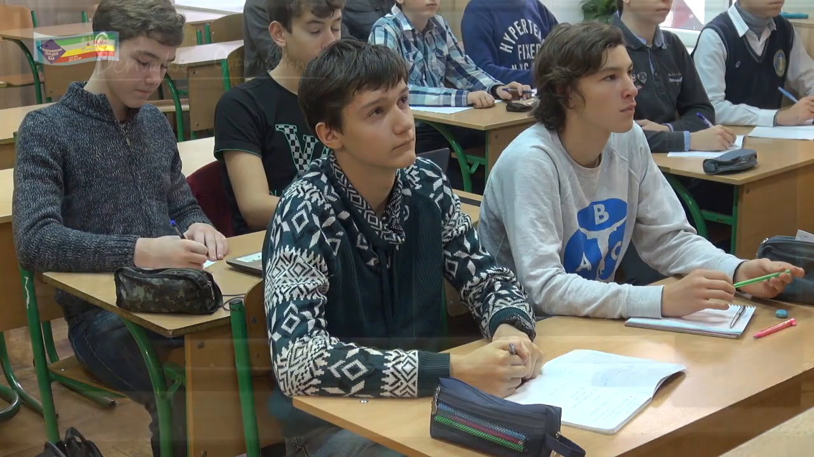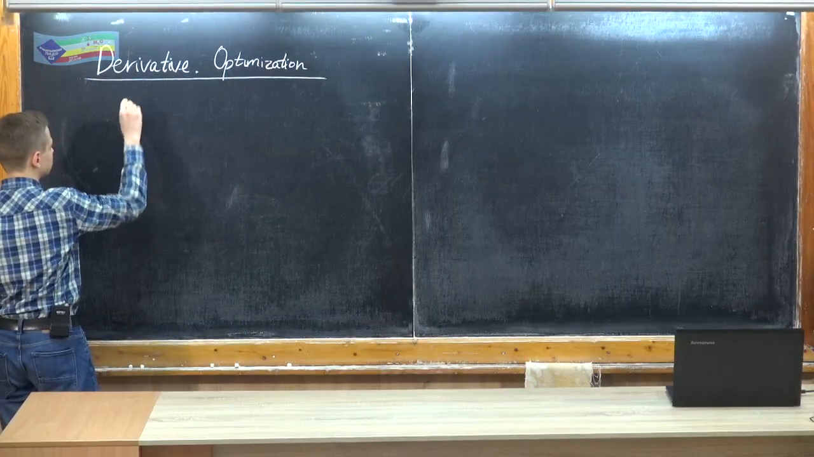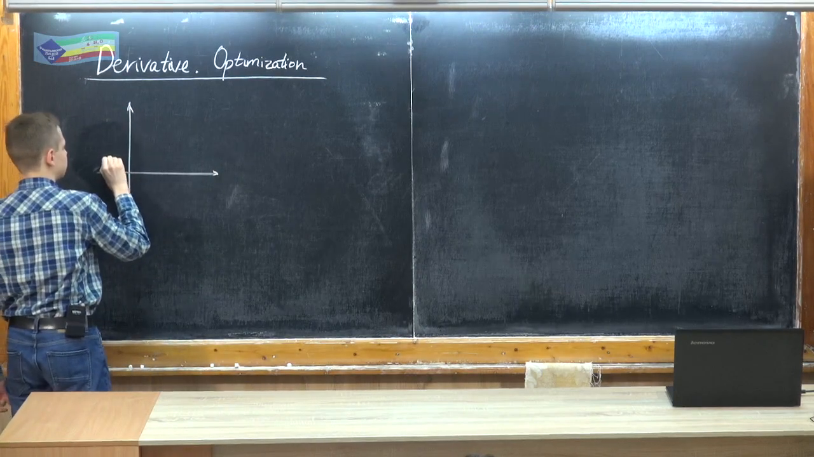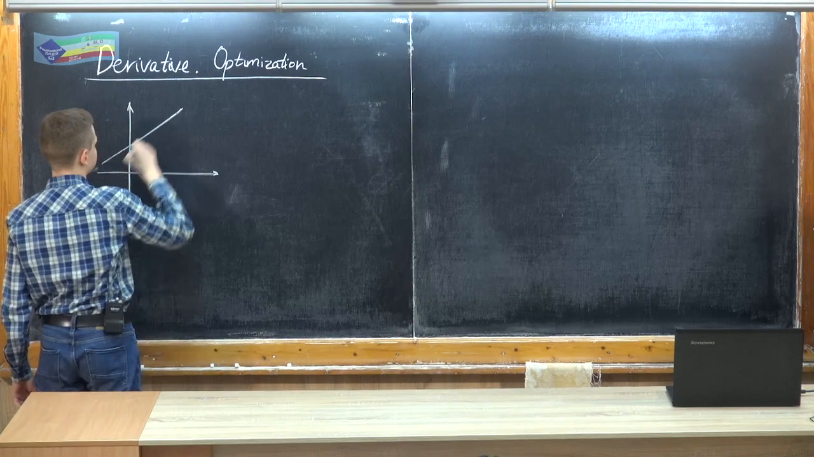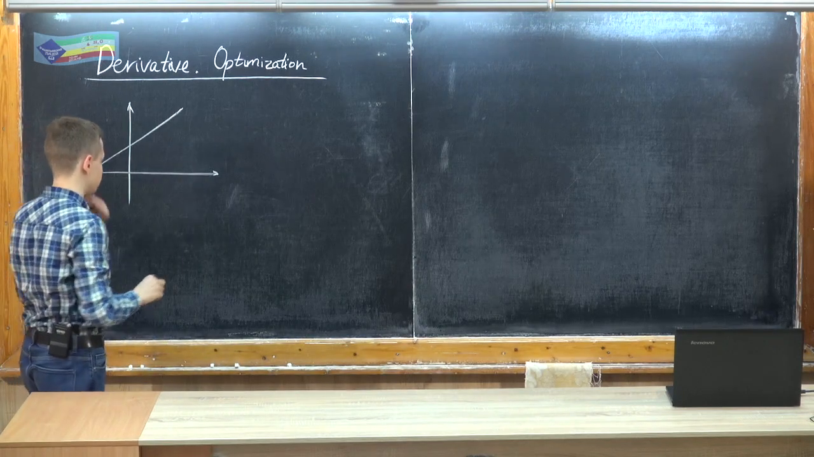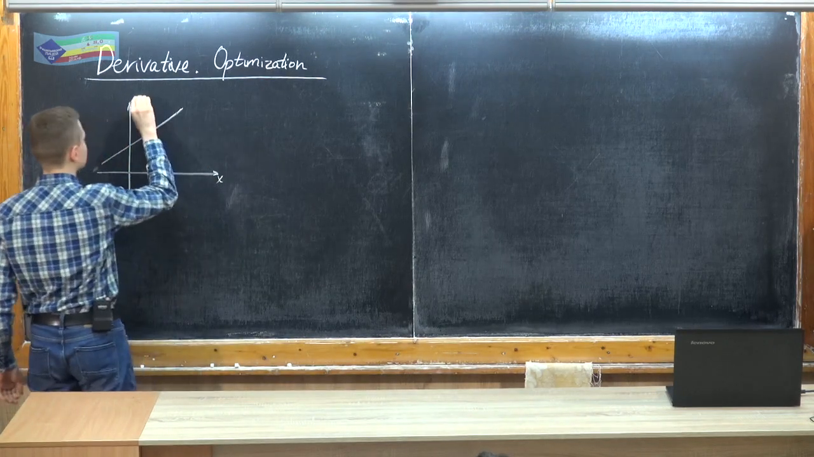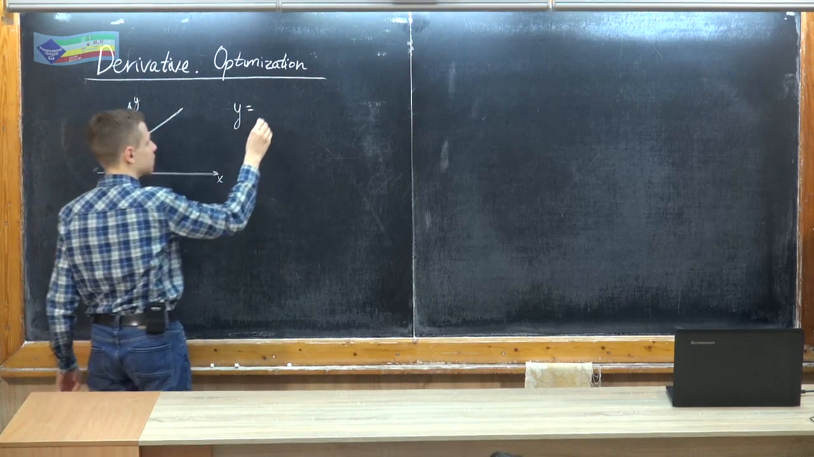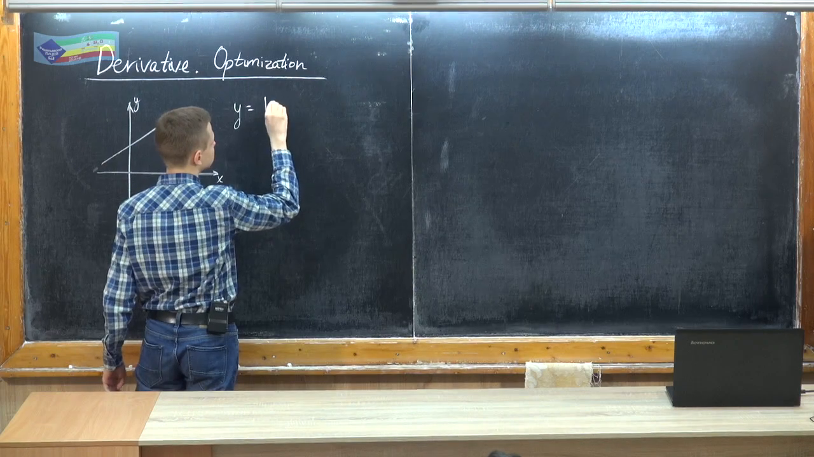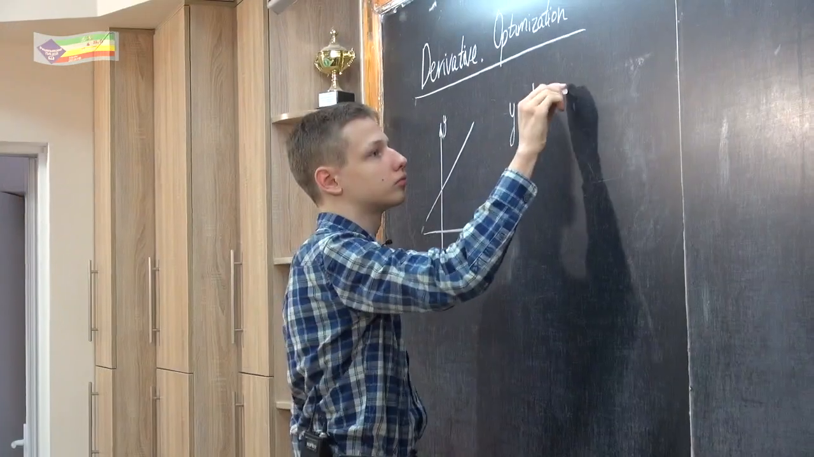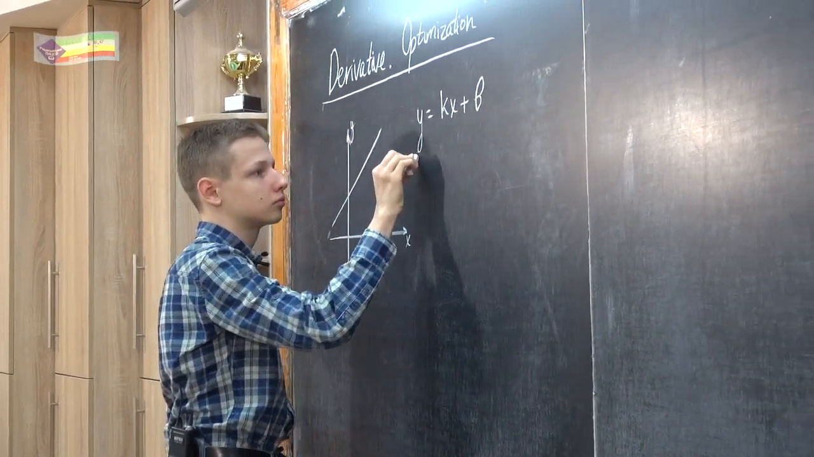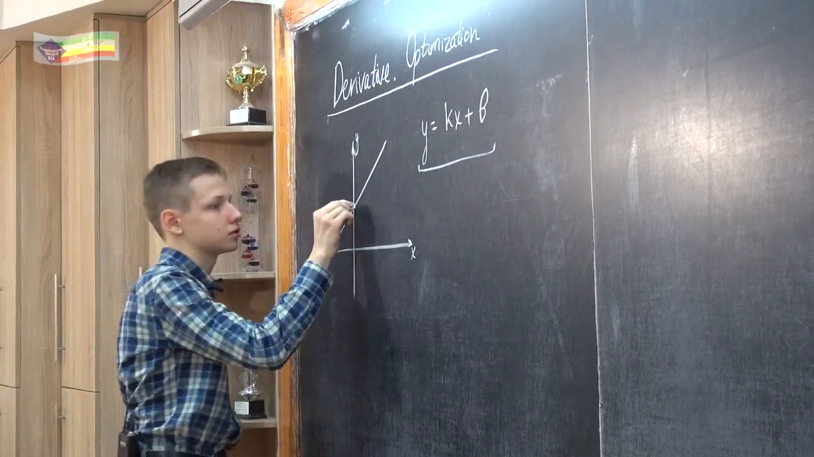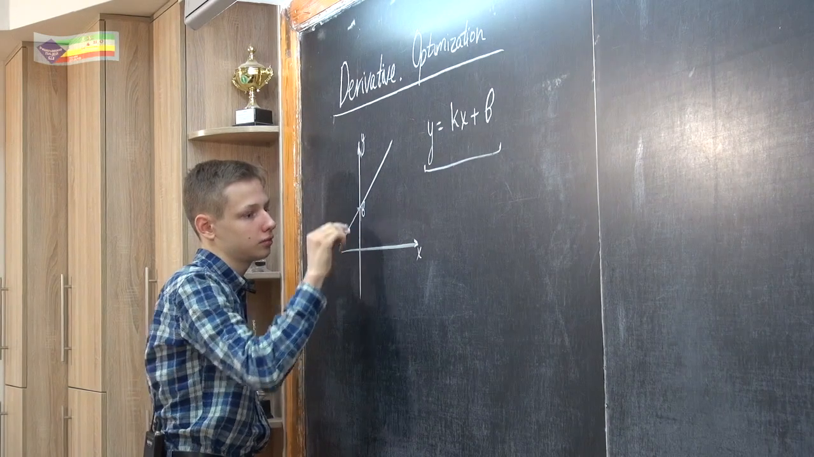So let's consider, first of all, a linear function. We've talked about linear functions in our previous lesson, about the graphs, and about how to represent them with formulas. So this is our b, this is 0.